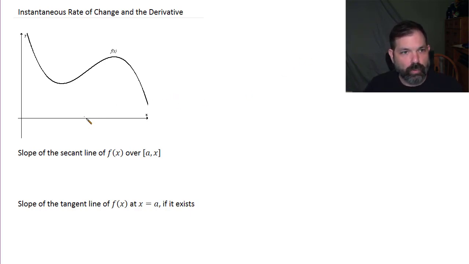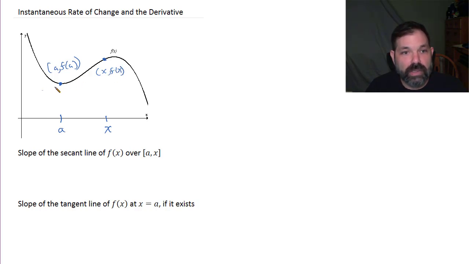Alright, so here's what we've said so far. If we have our generic curve f of x, our generic function, then if we wanted to find the slope of a secant line to the function f of x over some interval a to x, where x is just some general value. Here we have a, and here's some general point on the curve defined by x. Remember that this point would be a, f of a, and the second point on the curve would be x, f of x.